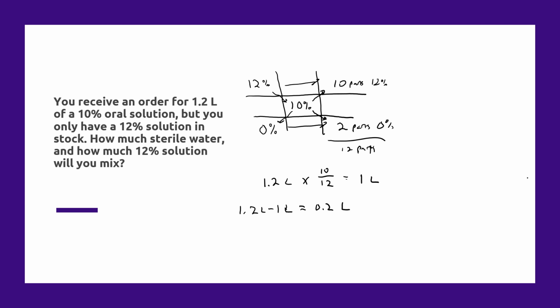Now, if you have a multiple choice answer set, you may be asked in milliliters, and we can convert these values to milliliters by multiplying by 1,000, because that's our conversion factor from liters to milliliters. So this would be 1,000 milliliters of 12%, and then 200 milliliters of sterile water. Now, if you want to see this solved the other way via proportion, send us a message. We'll be happy to post it, but this would be the faster and easier way to do this.